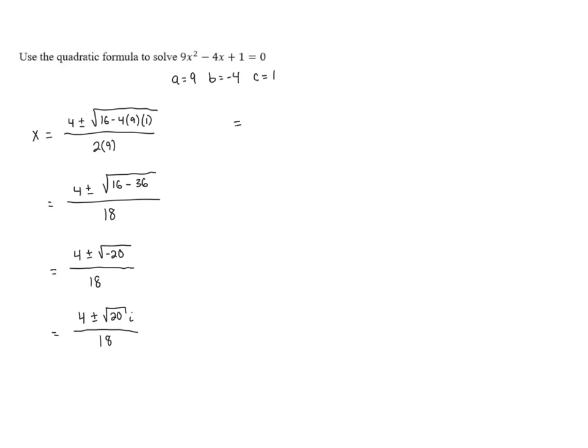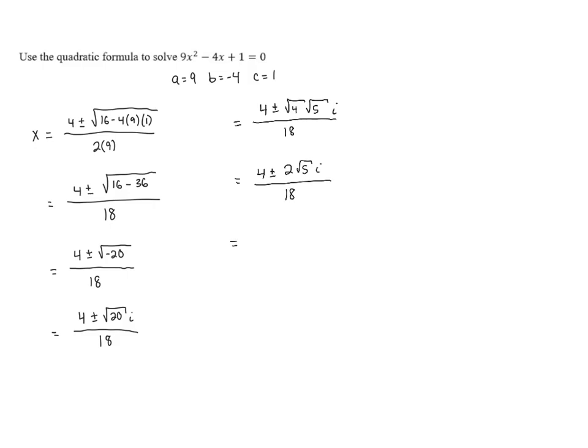I am going to continue this up here. 20 is not a perfect square, but it does contain a perfect square factor, so we should be able to simplify it. 20 is 4 times 5, and so we can take the square root of 4. That gives us 2. So in the numerator we have 4 plus or minus 2 root 5 i, all over 18.